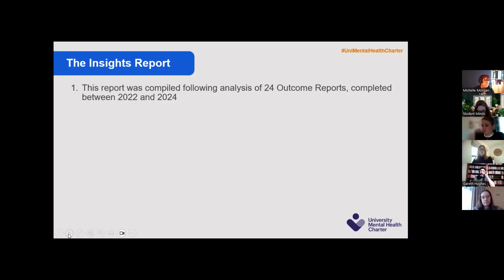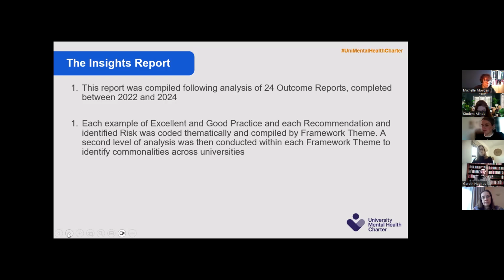So what we did is we analyzed 24 of the outcome reports. We excluded from this things like the pilot reports, the early ones where we were still working out what we were doing. So we focused on the ones from 2022, when we knew what we were doing and had consistency in the reports, and we've looked at the 24 outcome reports that we did since then.